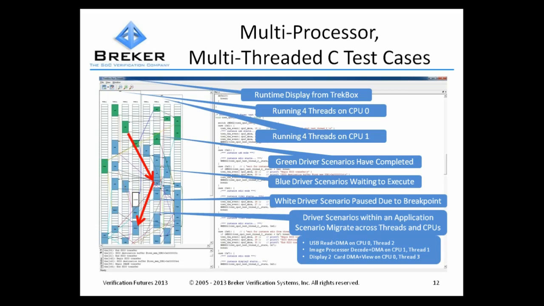So you can see that this is a typical driver scenario, and some threads have already completed, some threads are still waiting. So it could be scheduled on one processor, some threads, and the other processor will have some other thread. So all this is handled by the Trek generation. So the tool will generate all these different scenarios. You can have multiple threads running on the same processor, or multiple threads running on different processors.